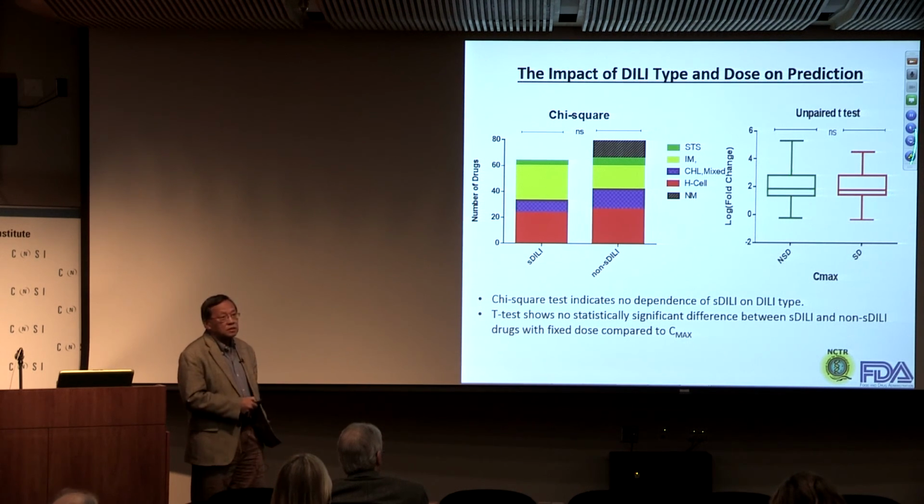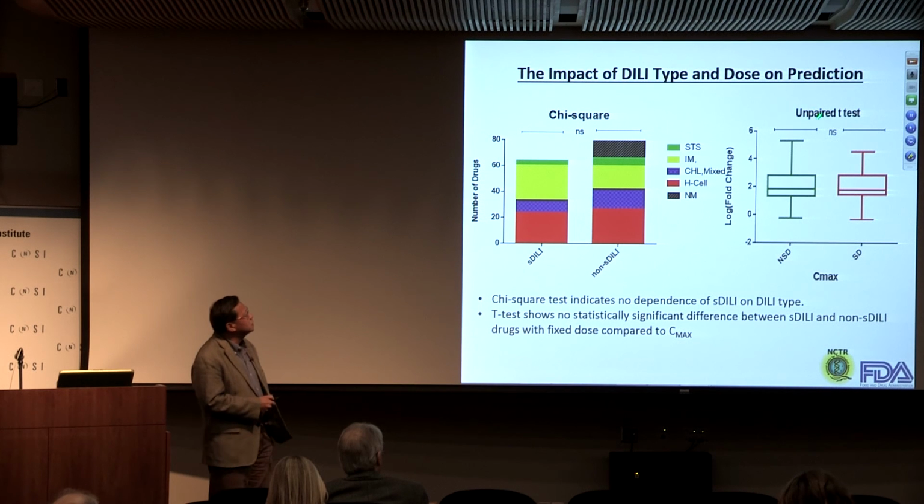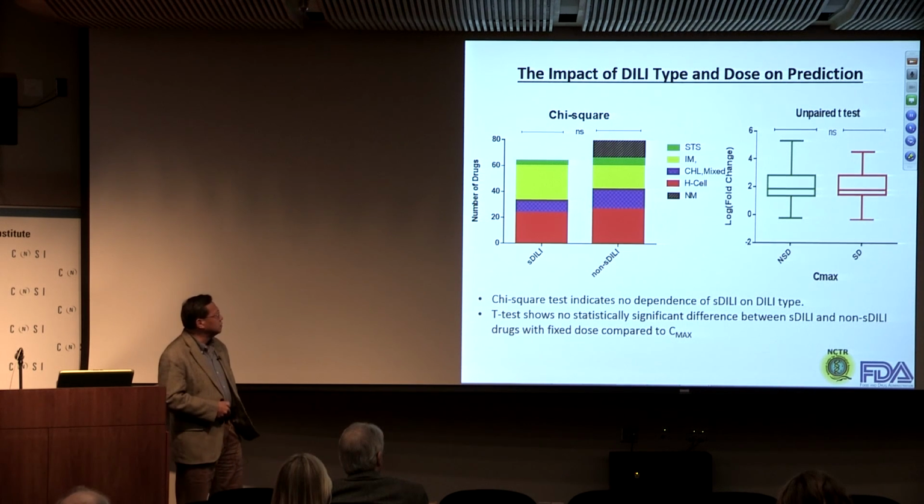Also, most in vitro tests use Cmax, or 100 times Cmax. The Cmax is the drug concentration in your blood. But for a drug candidate, you will not know the Cmax. So we just use a fixed concentration for all the drugs. Comparing the fixed concentration to the Cmax, you can see there is no difference. That means using the fixed concentration is acceptable.